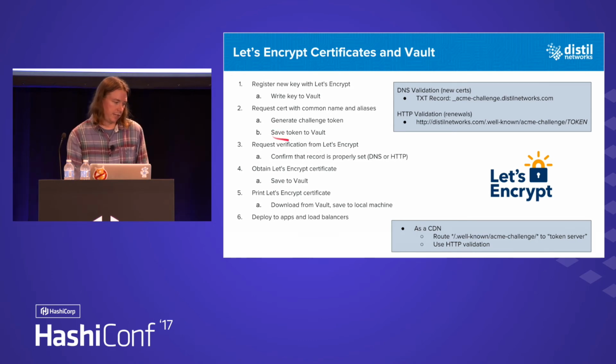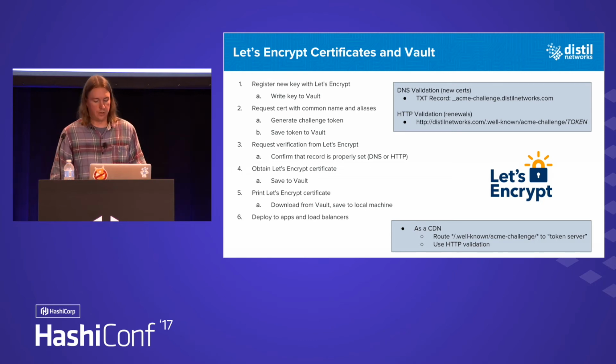What happens in here is I take this and I drop it in place so that when I say, okay, I'm ready to confirm that I own this, they go and look at the location they said you need to drop the token, and then say, okay, you're good, or no, you did something wrong here. Once you get that piece working, there are two ways to do it: DNS or HTTP.